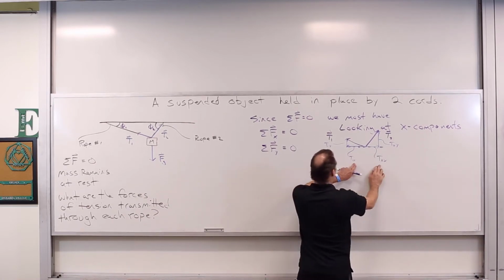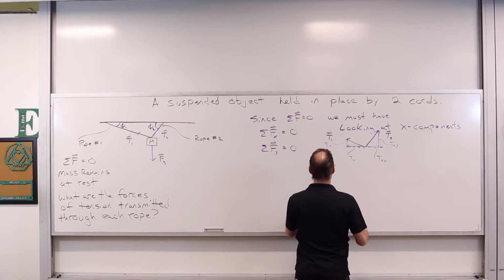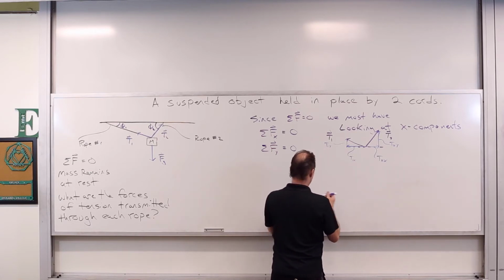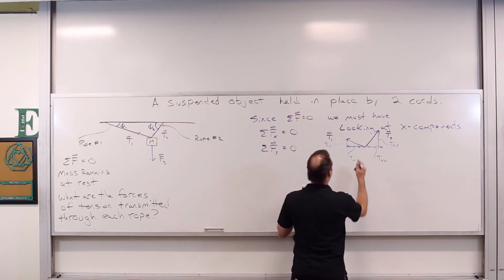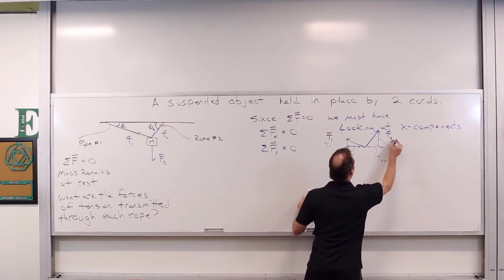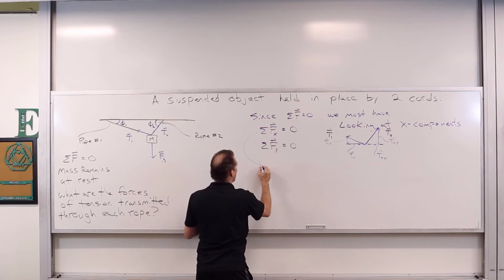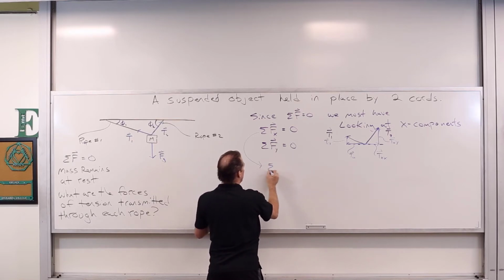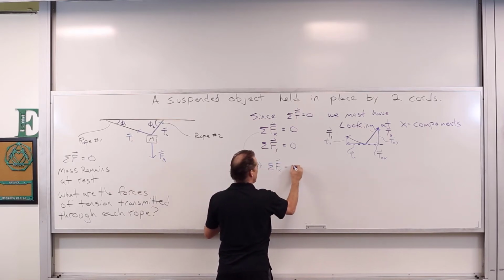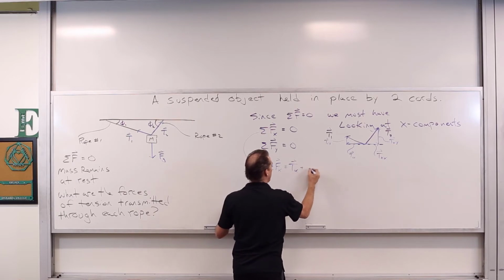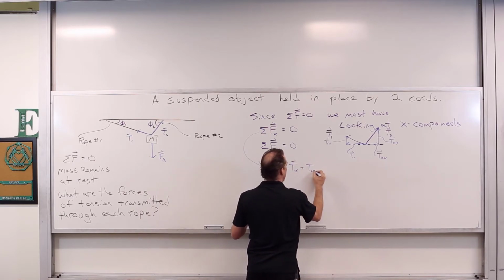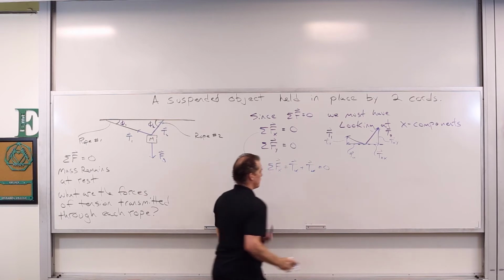So if we're just looking at the x, we don't really care about that one right now. So we've got those two. And what do we have to have then? Just put little hats on these. Hat, hat, hat, hat. So by this, we must have that the net force in the x direction is equal to T1x hat plus T2x hat. It must be equal to 0.